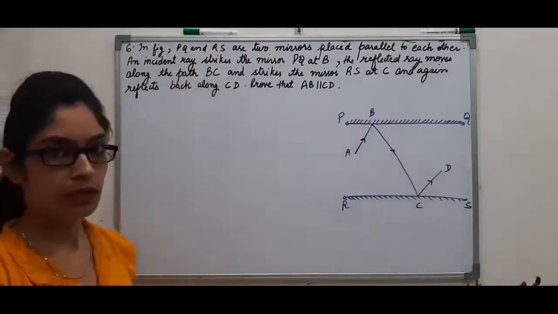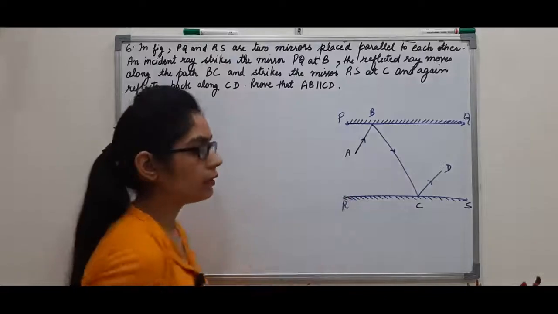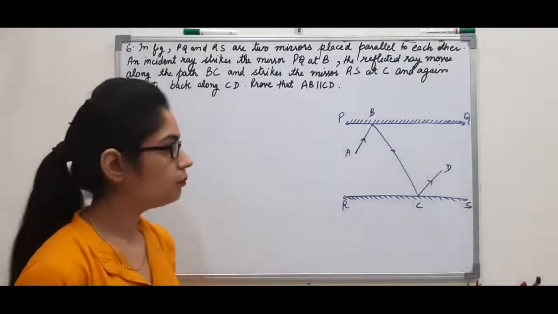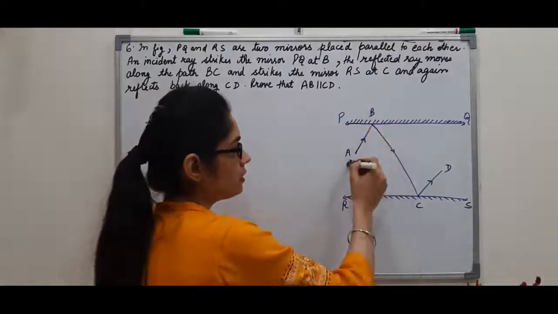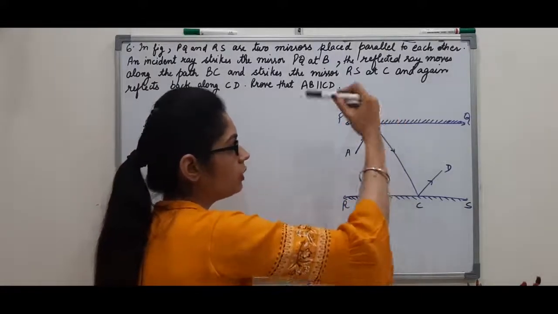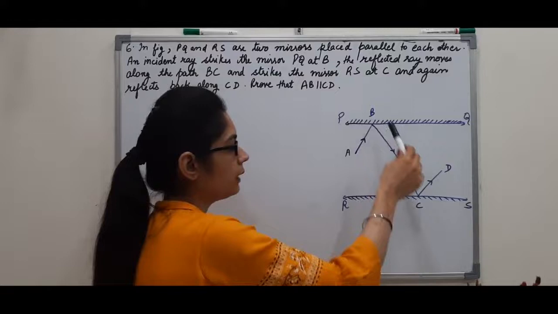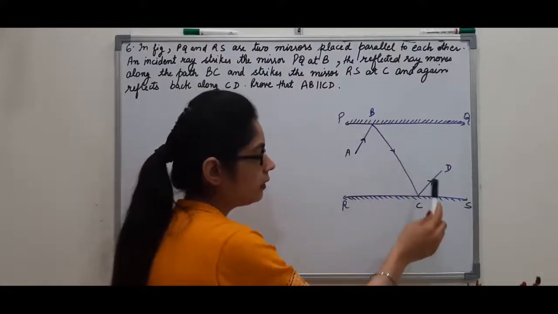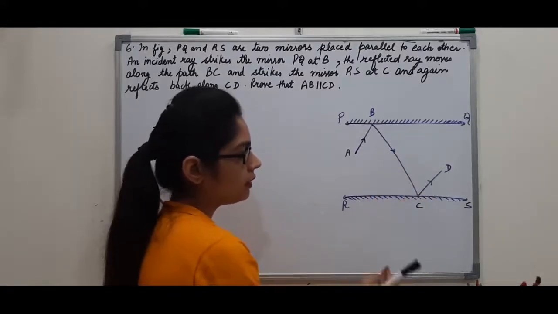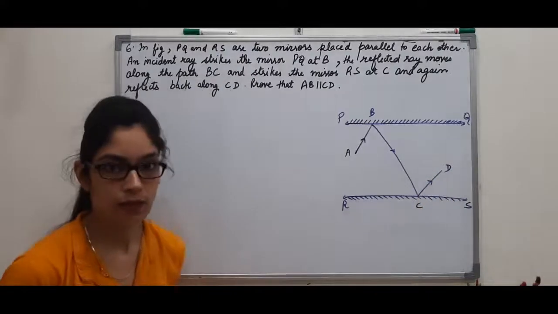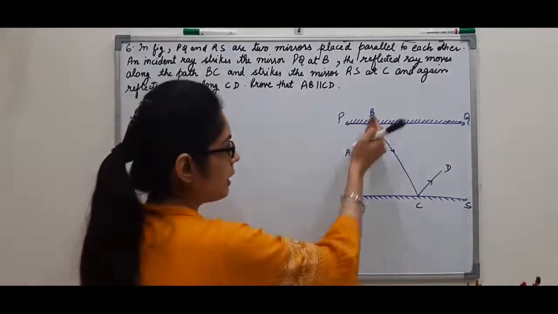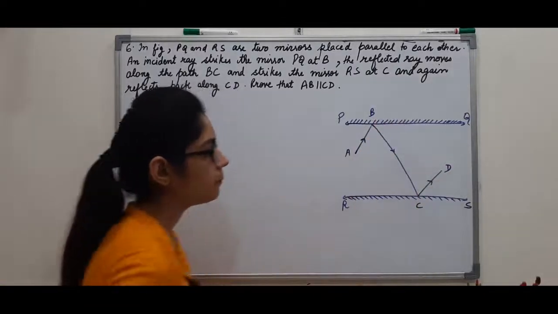So what is given to us is that these two mirrors are placed parallel to each other, and this is the incident ray, which gets reflected along path BC, and then again this ray gets reflected along path CD. So this is given to us, and we have to prove that AB is parallel to CD.